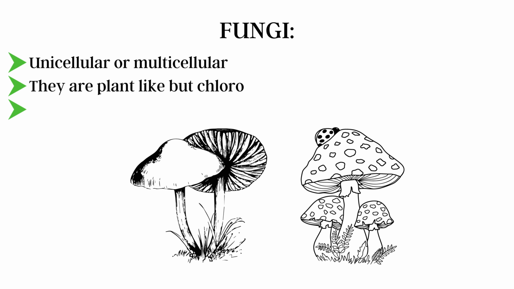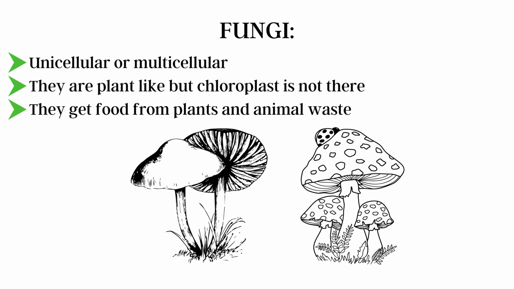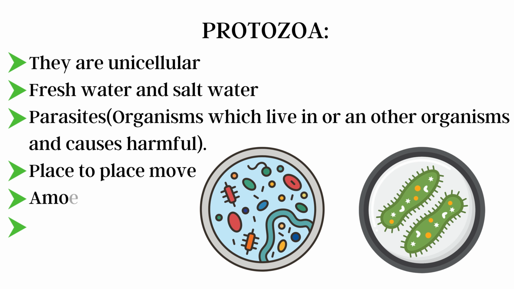Fungi, unicellular or multicellular, they are plant-like, but chloroplast not there. They get food from plants and animal waste. Protozoa, they are unicellular. They are found in fresh water and salty water. Parasites, which depend on the other living thing, organism which live in or on the other organism and cause harmful impact, and they move from place to place. Example, amoeba, paramecium.